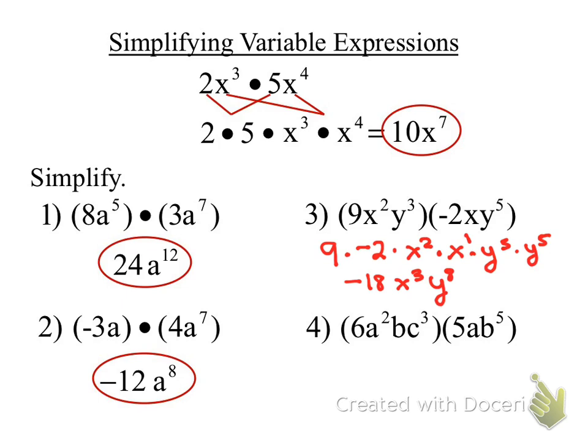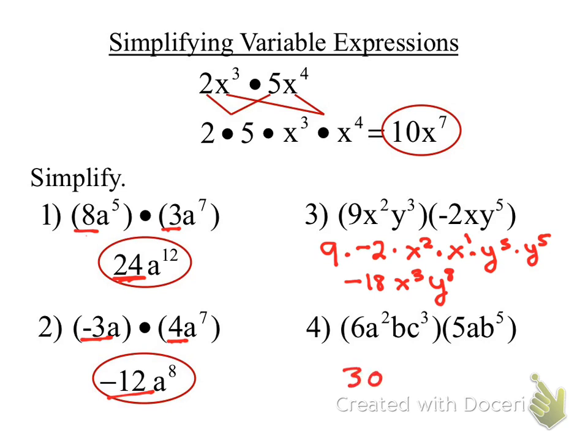So, coefficients. Go, Nicole. What would the coefficients multiply to? The coefficients. These are coefficients. Okay, so what do they multiply to? Look at it. 8 times 3 is 24. Negative 3 times 4 is negative 12. It doesn't matter, they're straight multiplication.